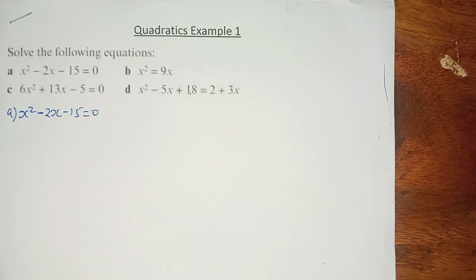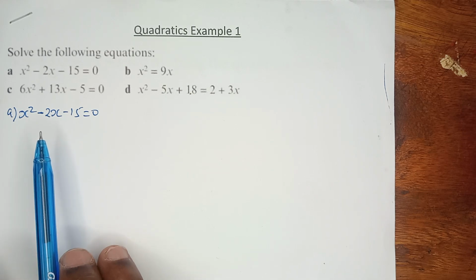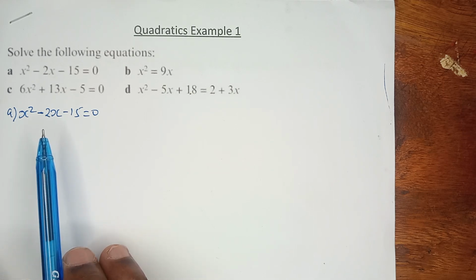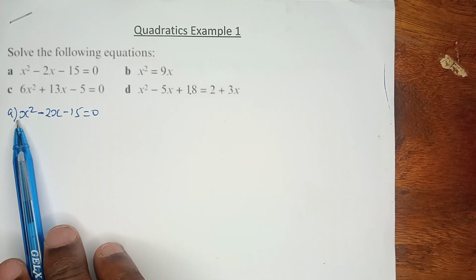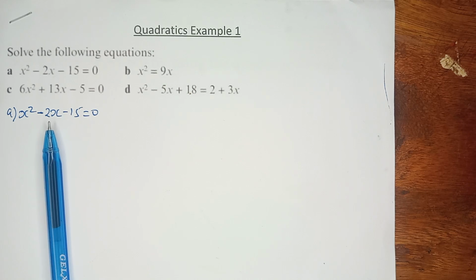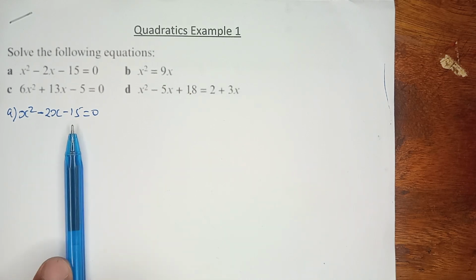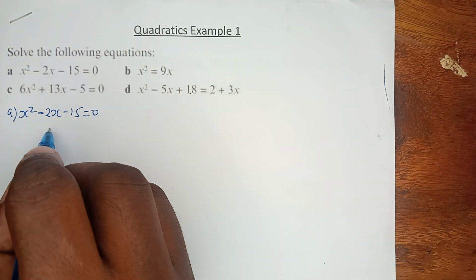In this video, I want us to learn how to solve quadratic equations. And the first one, as you can see, is x squared minus 2x minus 15 equals 0. We have understood about the BAC approach. Our A is 1, our B is -2, and our C is -15. So we actually look for two numbers.